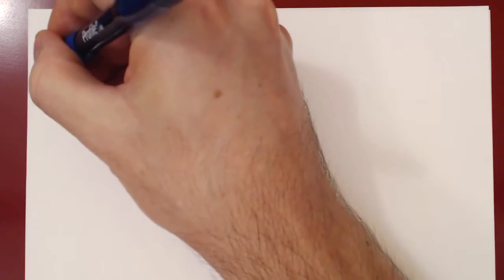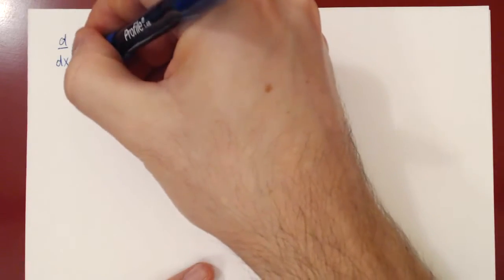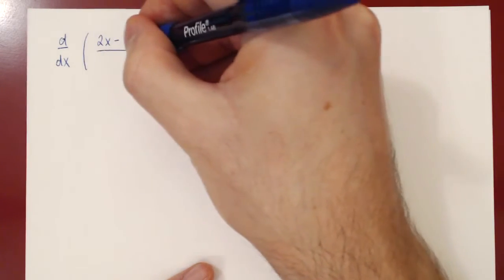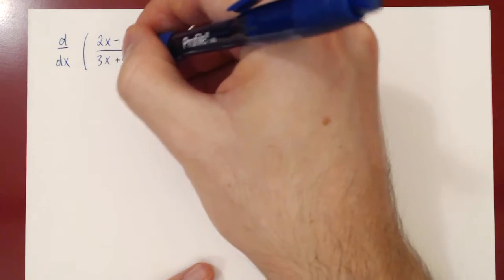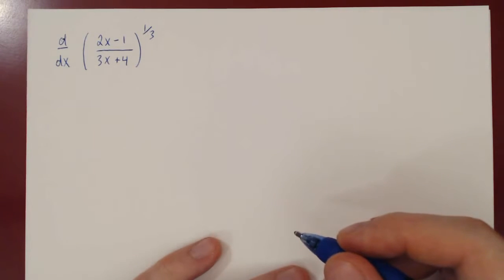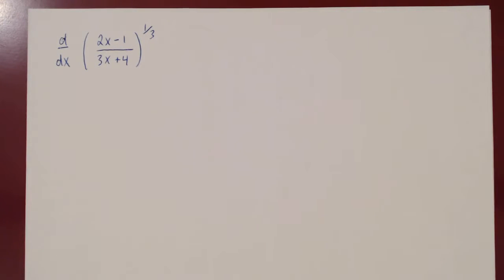So what if we asked for the derivative of, say, (2x minus 1) over (3x plus 4), to the power of 1/3? Well, we have a composition. What is the outside function?